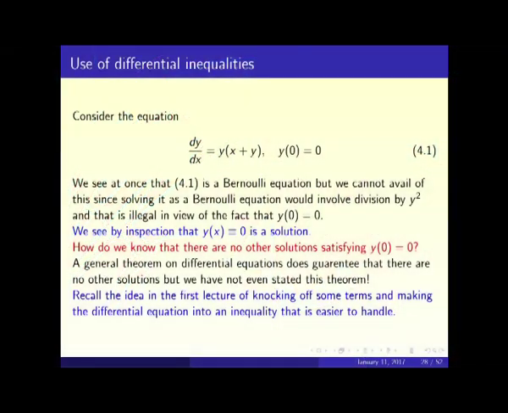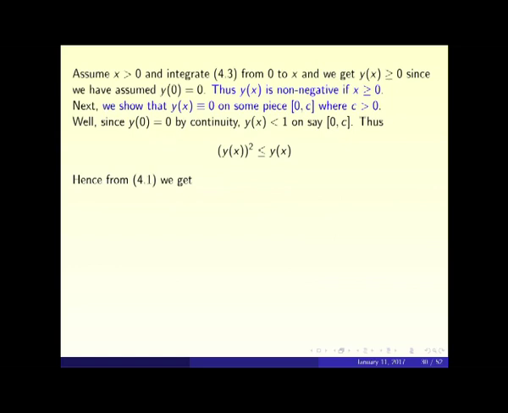So let us go back to the differential equation. What does the differential equation say? It says dy/dx equals xy plus y squared, but now we have seen that y squared is going to be less than y. So let's use this inequality now. Since y squared is less than y, from 4.1 we get the differential inequality dy/dx is less than or equal to (x plus 1)y on the piece 0 to c.